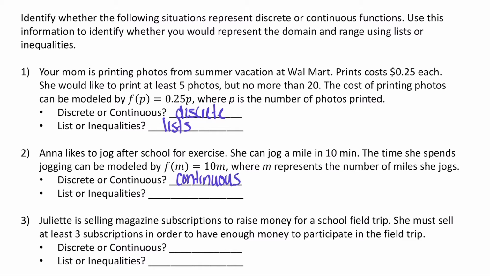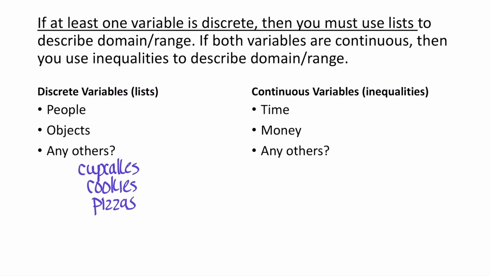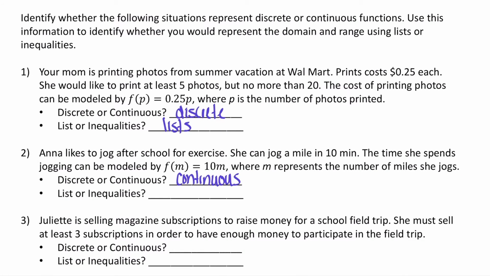and distance. Actually, distance is another one we can add to our list. Distance will be continuous because you can have half a mile or a quarter of a mile and things like that. So since it's continuous, we're going to use inequalities. In question 3, Juliet's selling magazine subscriptions, which will be discrete because you can't sell half a subscription, and we're going to use a list.